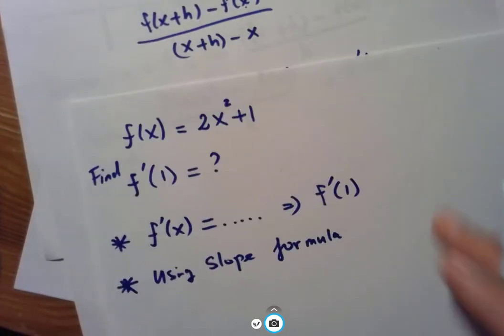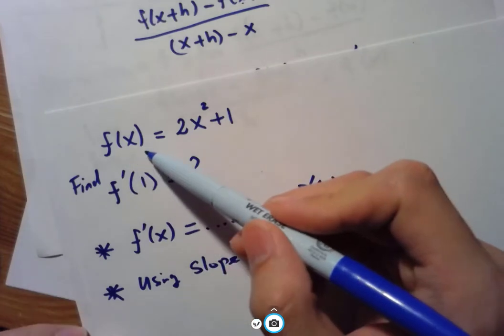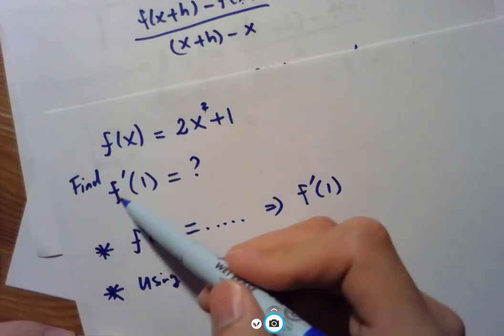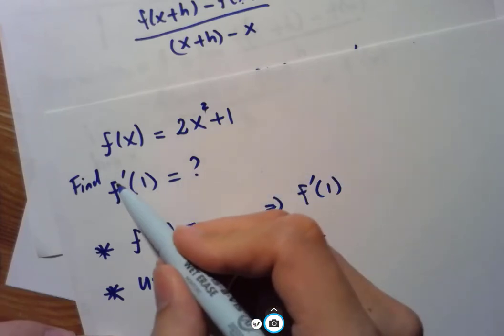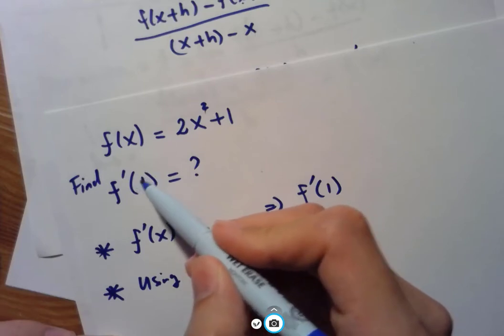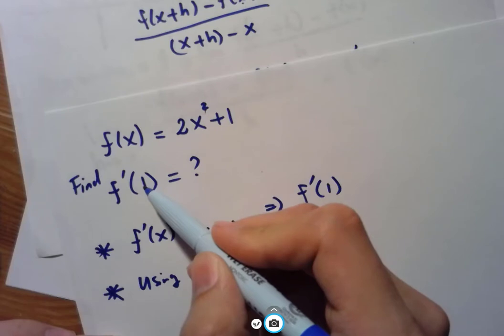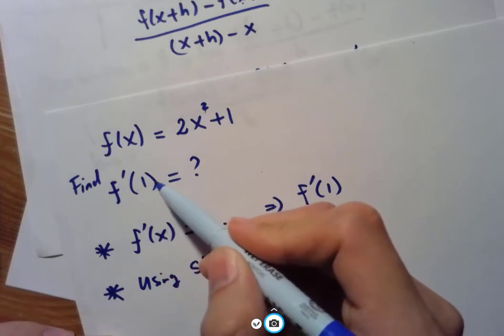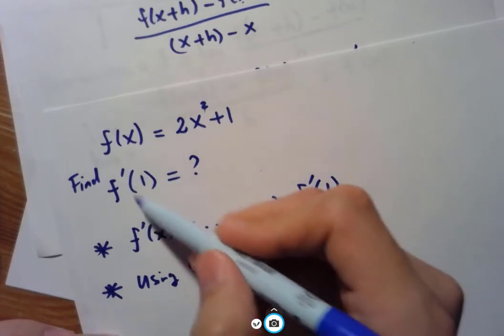So for one example, we are given a function f of x equals 2x squared plus 1. Now the question is asking you to find f prime of 1. Now f prime of 1 is the instantaneous rate of change of the function when x is equal to 1, or finding the derivative function when the value of x is equal to 1. So how do I do that?